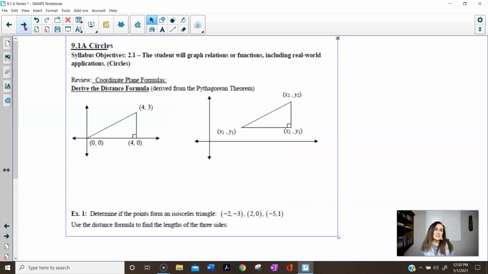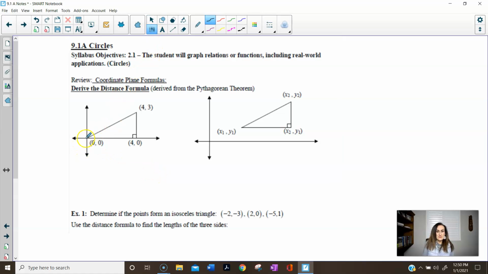So let's look at deriving the distance formula first. The distance formula is derived from the Pythagorean theorem. So if we look at this triangle here, we could look at what is the length of this side here. We could call this side a. So side a is going to be, these are the x values. So if we take the difference between 4 and 0, we get 4. So the length of that side is 4.